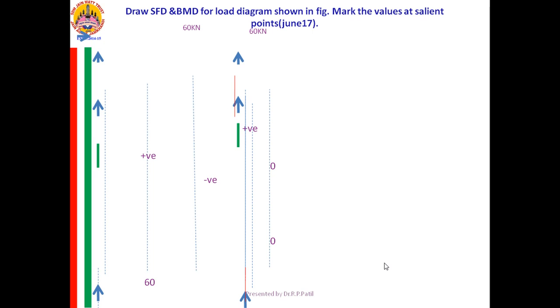SF and BM diagram. Whether he asks for it or not, if he asks you to simply draw the SFD and BMD, you need to mark all these points. Which are those? Points of zero shear, points of maximum bending moment, the value of maximum bending moment, and the point where the bending moment changes its sign, plus to minus or minus to plus. That is called the point of contraflexure. One more name for it is the point of inflection.